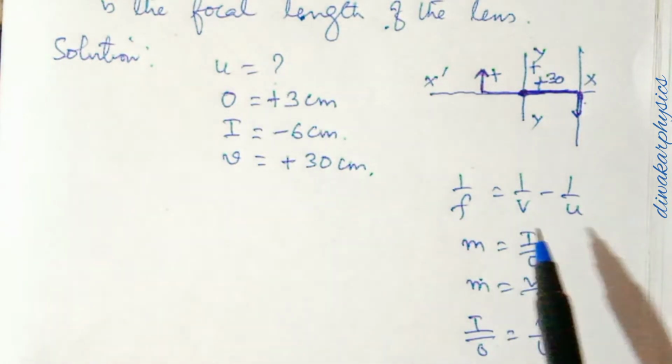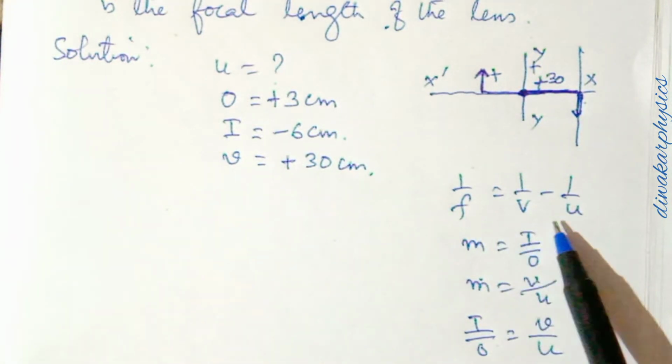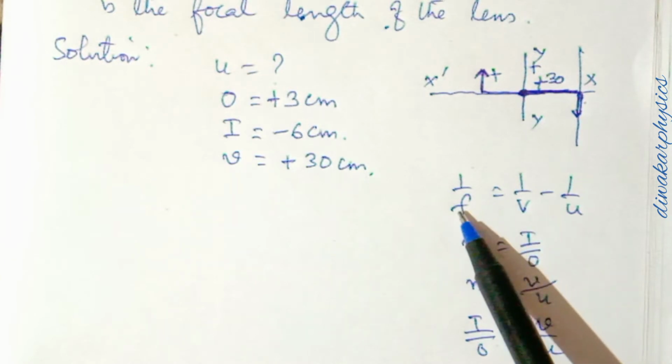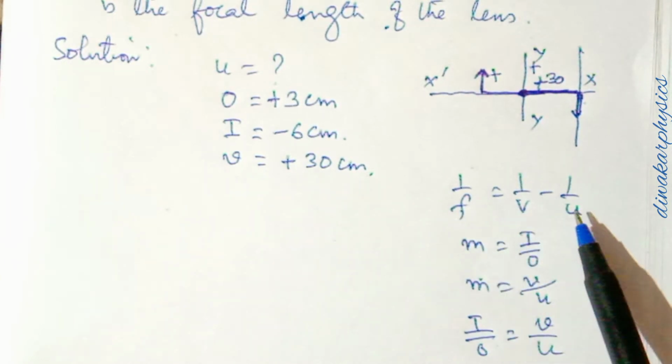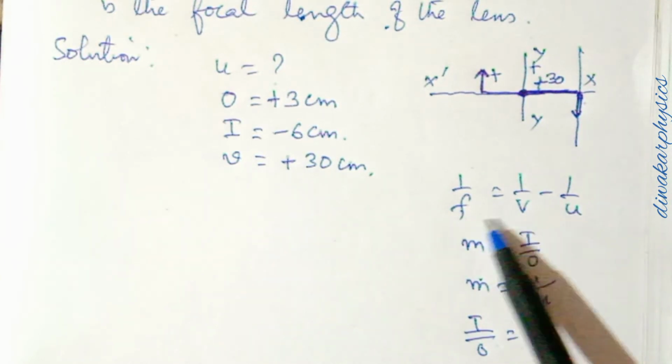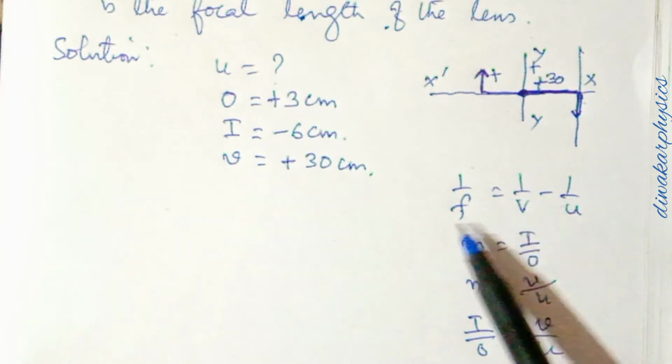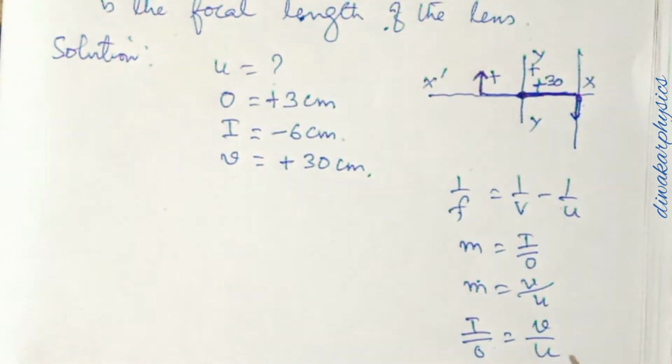We cannot use the lens formula at this moment because the focal length is not given and u is also not given. So there are two unknown variables, and you cannot solve using this. But here you can see I is given, O is given, v is given, so you can find u. That's why we use this formula.